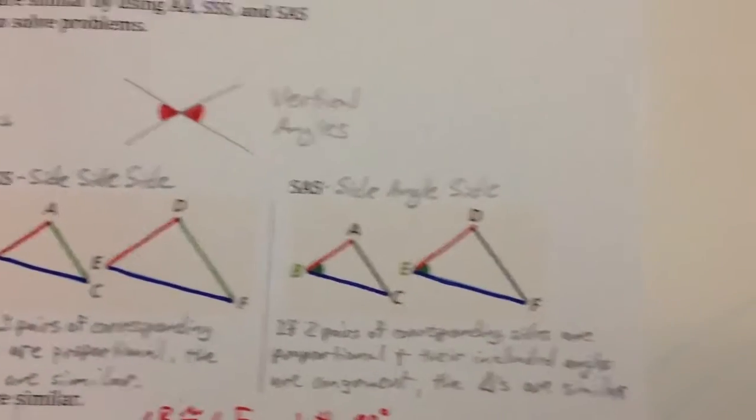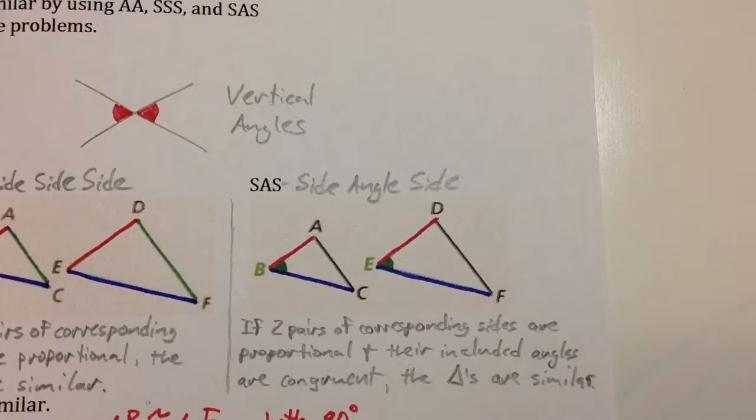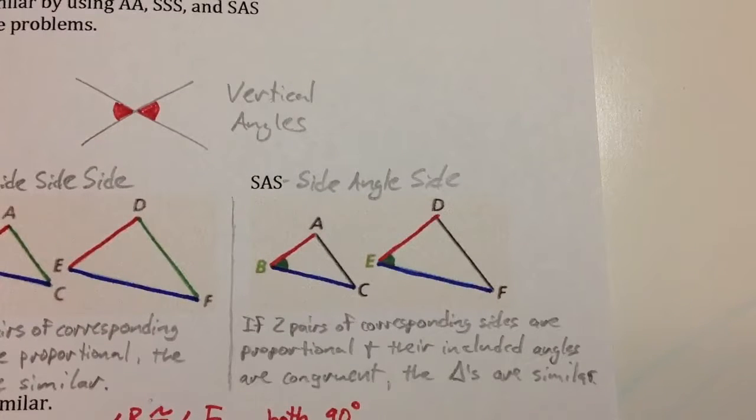And then our last one is side-angle-side. And here we've got if two pairs of corresponding sides are proportional and their included angles are congruent, then the triangles are similar. So we've got our red sides and our blue sides are proportional, and then the green angles are congruent, then we know that these two triangles are similar.